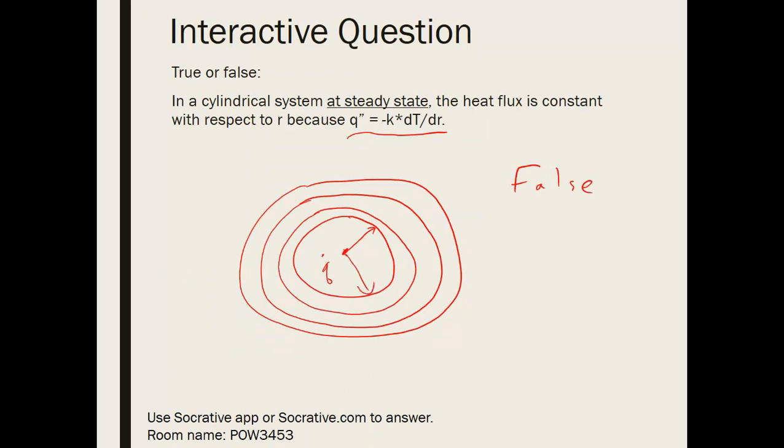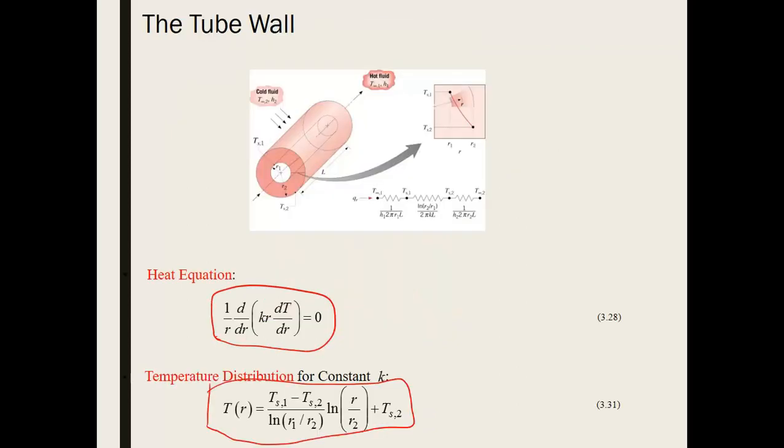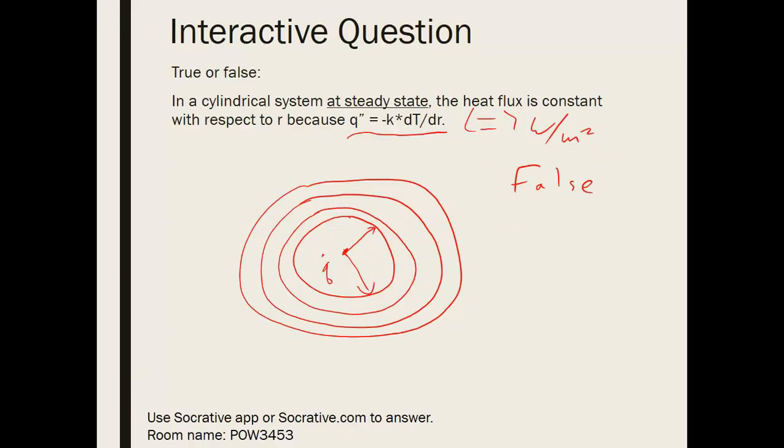And remember, flux is defined in watts per meter squared. So because we are not going to have a constant derivative of our temperature profile with respect to R, we will also not have constant flux. This is different for the plane wall system. Remember, a plane wall system with no generation, and at steady state with a constant thermal conductivity, we expect our temperature profile to look something like this. It has a constant slope. That's different in a radial system.